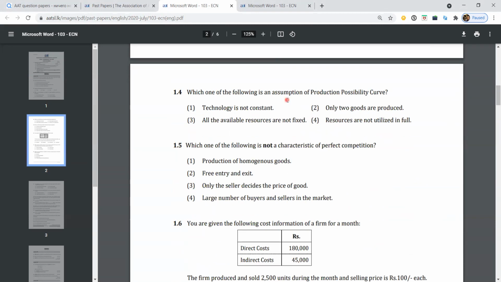Which of the following is an assumption of production possibility curve? Only two goods are produced. That is the answer. After that.